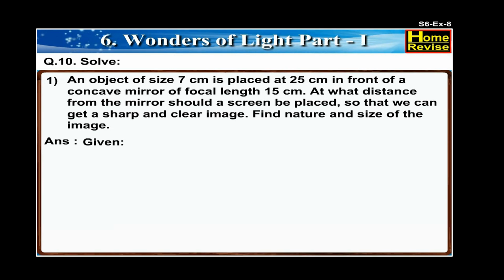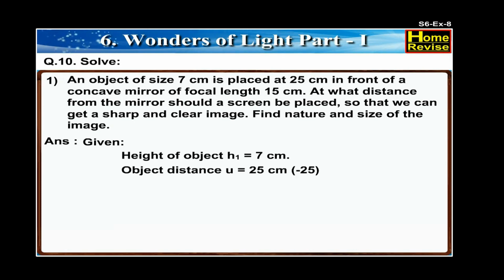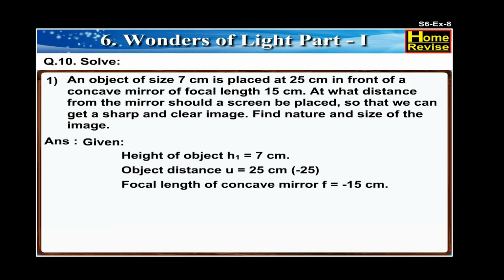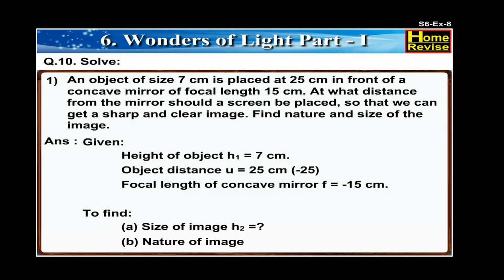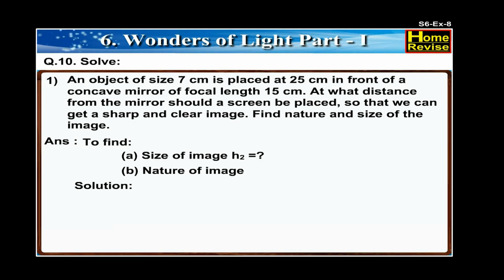Answer. It is given height of object H1 is equal to 7 centimeters. Object distance U is equal to minus 25 centimeters. Focal length of concave mirror F is equal to minus 15 centimeters. To find A. Size of image H2, B. Nature of image.